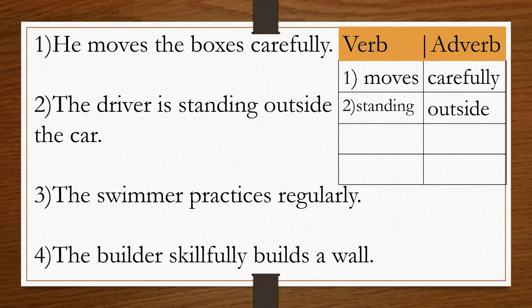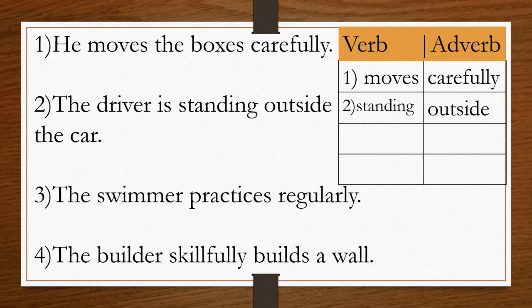Now, for the rest two sentences, you have to find the verb and adverb. You have to write in the given columns. Let's read the two sentences. The swimmer practices regularly. You have to find the verb and adverb from the sentence. The fourth sentence is, the builder skillfully builds a wall. I hope you will find the verb and adverb for these two sentences and write it correctly.